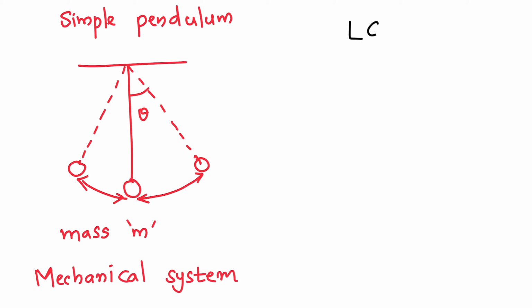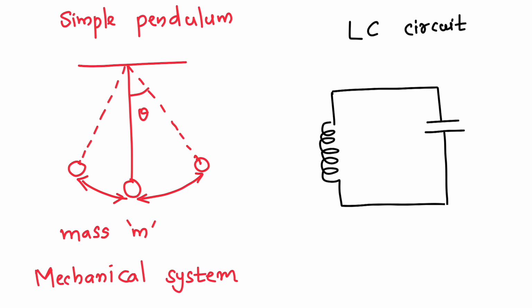Now consider an inductor-capacitor or LC circuit. I of t is the current that flows through this circuit. This is an example of an electrical system.